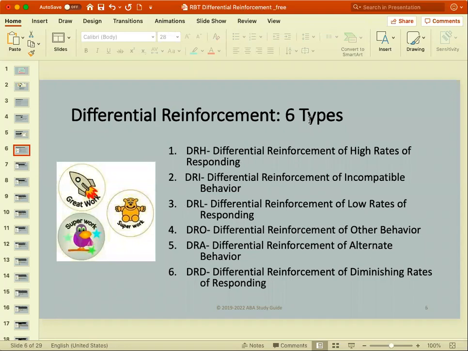All right, a couple different types. We have six types. We have our DRH, which is differential reinforcement of high rates of behavior. DRI is differential reinforcement of incompatible behavior. DRL is low rates of responding. DRO is other behavior, and we'll talk about this more, but I prefer omission training for DRO. Then we have DRA, which is reinforcement of alternative behavior, and DRD, which is diminishing rates of responding. From what I understand, DRD is not on the RBT exam, but I put it in here anyway because I think it's important information.